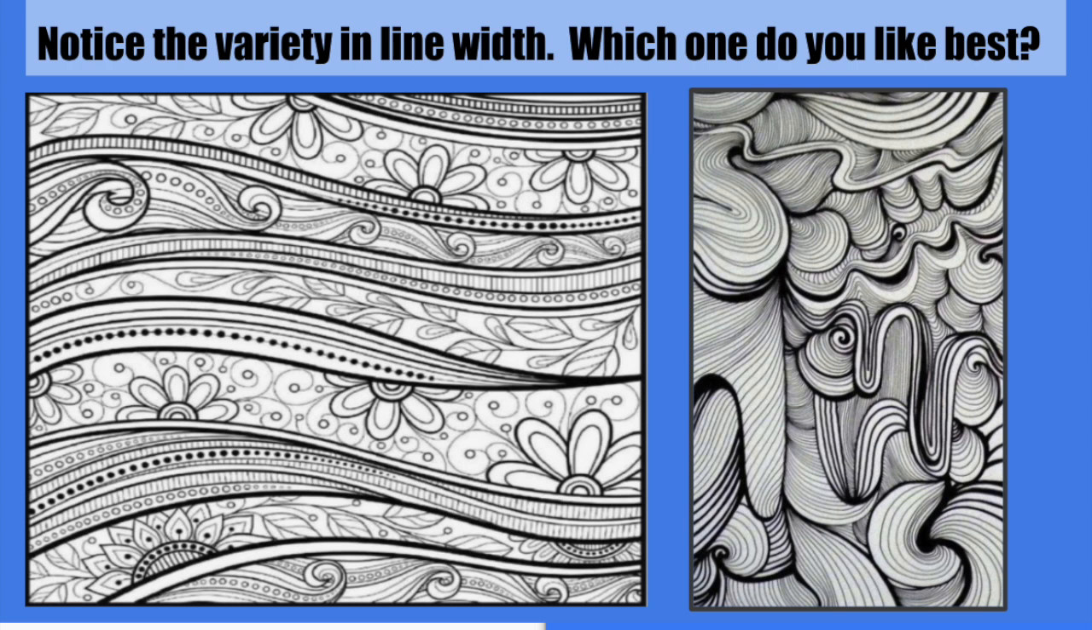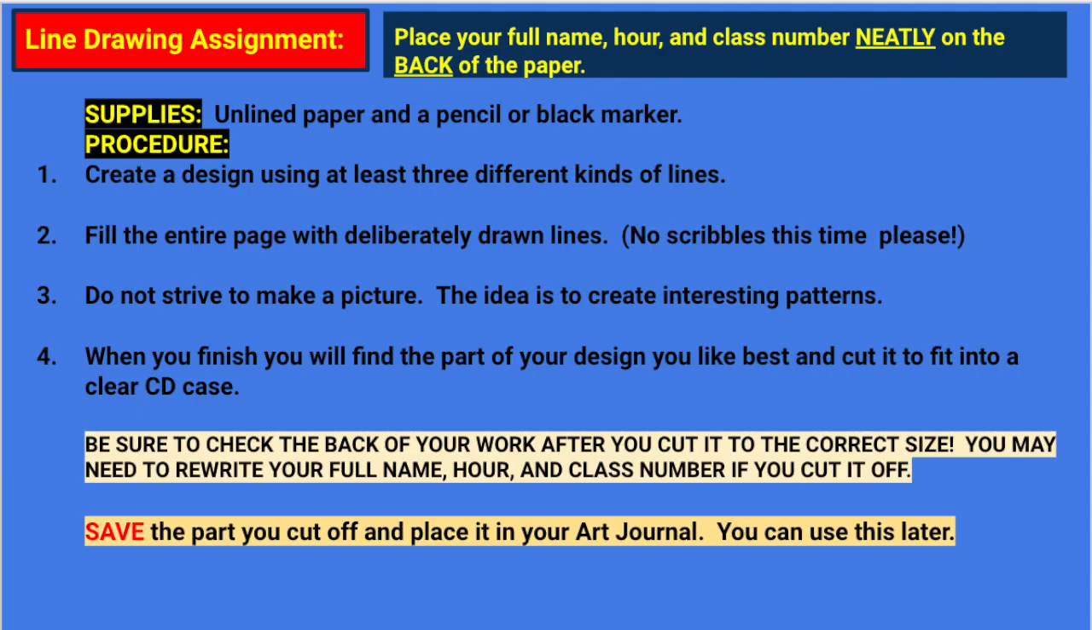What I'm asking you to do is to be able to identify the different kinds of lines that you use. You need at least 3 different kinds. And they could be straight lines, they could be diagonal lines. Again, just be ready to defend how many different kinds of lines you have in your artwork if I would ask you that. Whatever page you choose to make, you're going to fill that entire page deliberately with drawn lines.